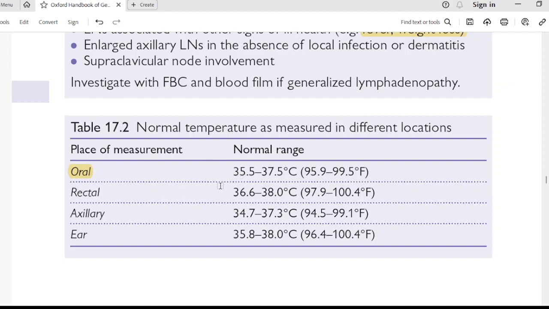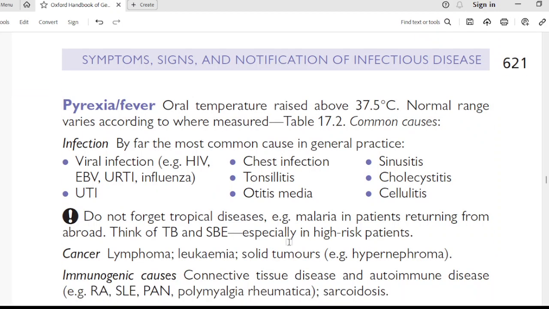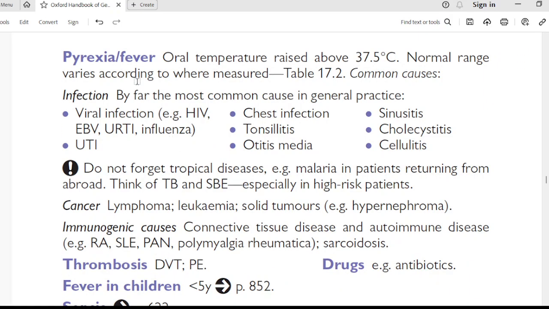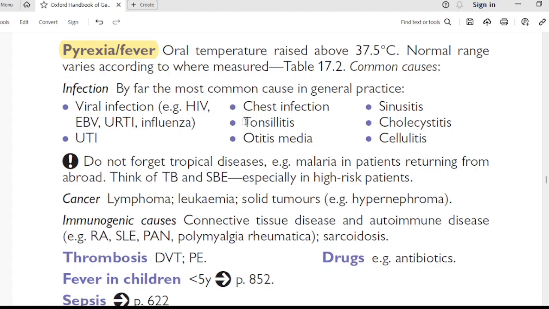Rectal temperature 36.6 to 38 is normal. Axillary temperature 34.7 to 37.3 is normal. Ear temperature 35.8 to 38 degrees is normal. Pyrexia or fever: oral temperature raised above 37.5 degrees Celsius. Normal range varies according to where it is measured.